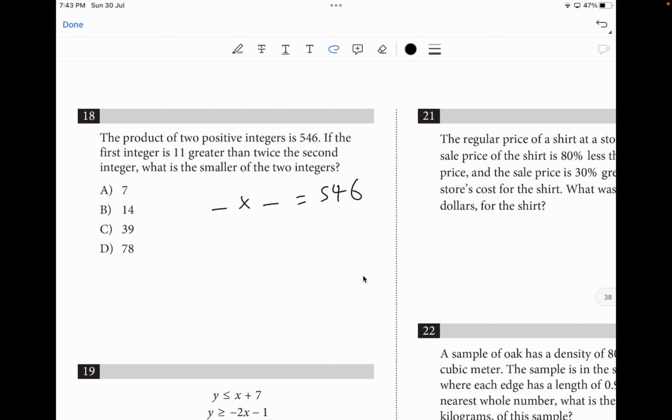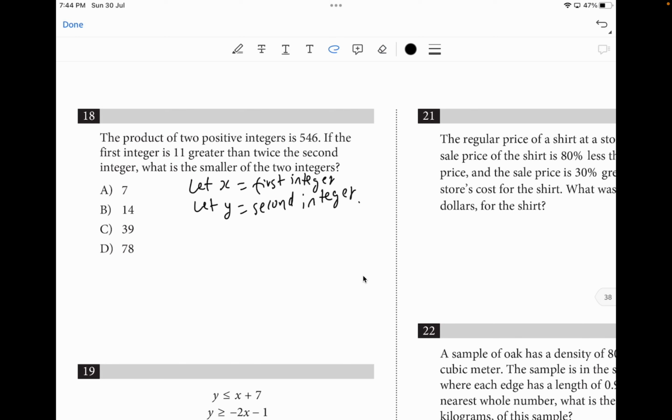Okay, we have to visualize this properly. Then twice the second integer. So we know the first integer, and we need to find the smaller of the two integers. So we can say, let x be the first integer, alright? So let x be equivalent to the first integer, okay? And let y be equivalent to the second integer, okay?